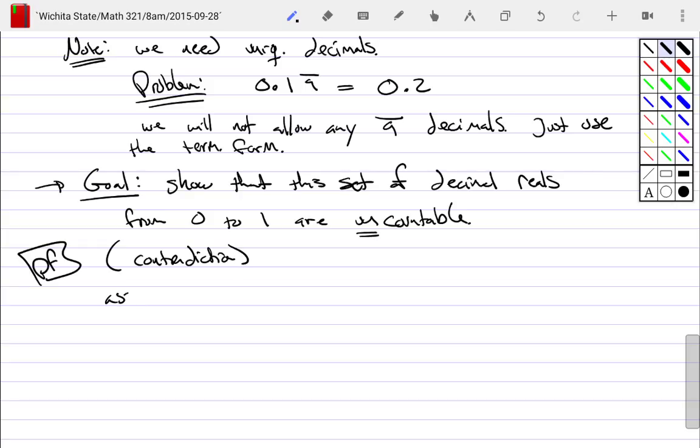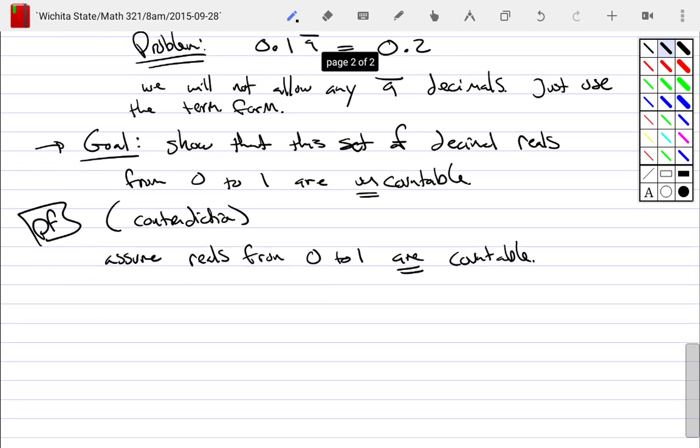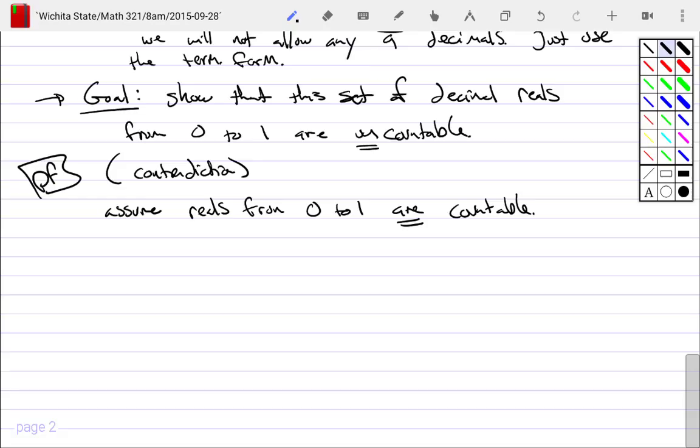So we are going to assume that the reals from 0 to 1 are countable. Now we have something to work with. What does it mean to be countable? To be countable means a bijection exists.